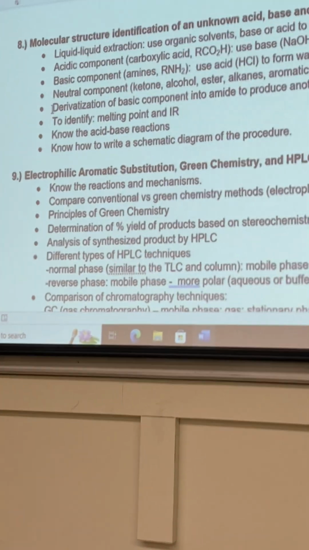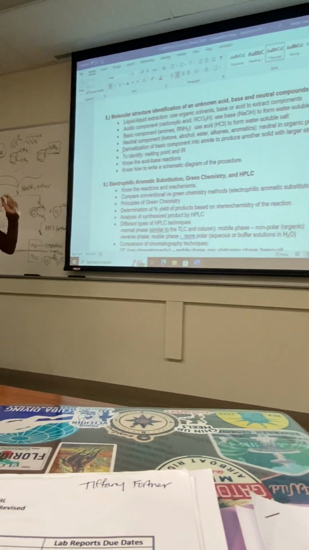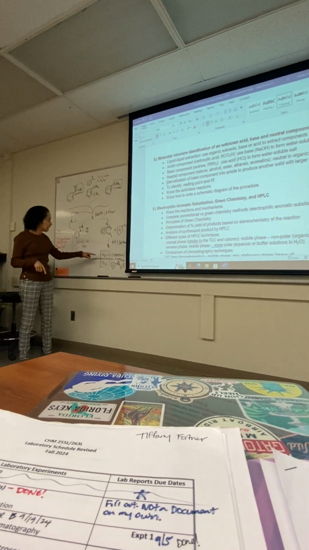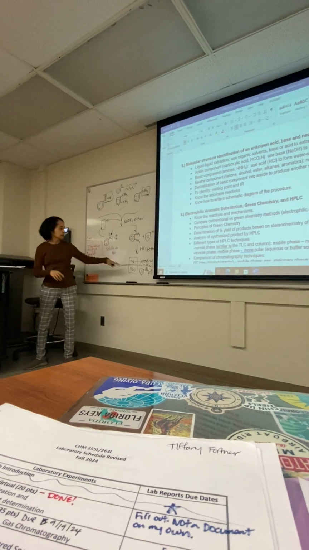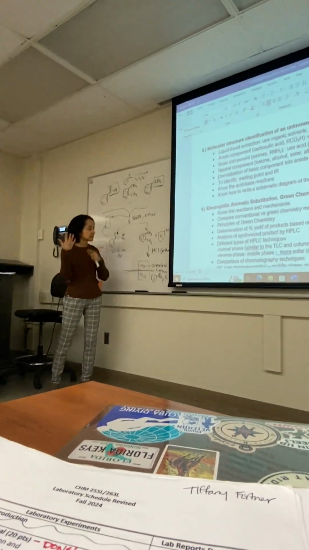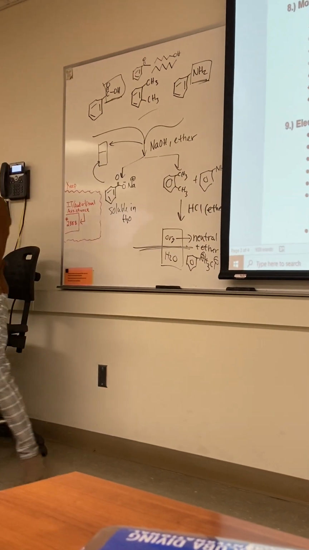So we did IR again, and melting point. IR again to identify if it's pure or not, and then to match the IR of the neutral component. Okay? And then melting point. So we converted the amine to an amide, or benzamide, and then we get the melting point of the derivative.